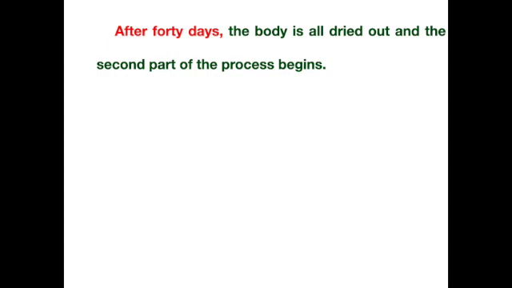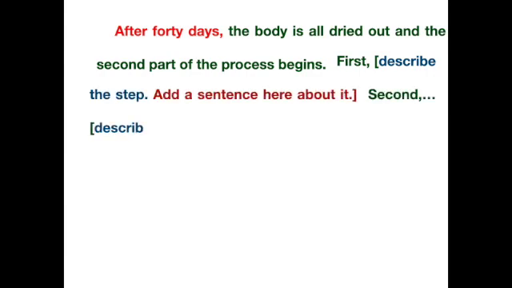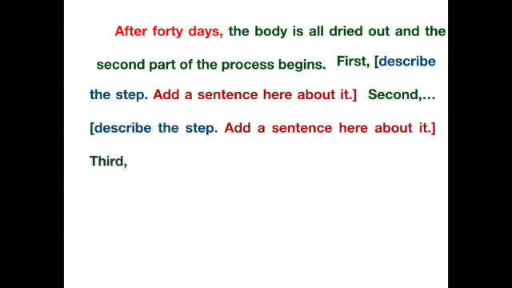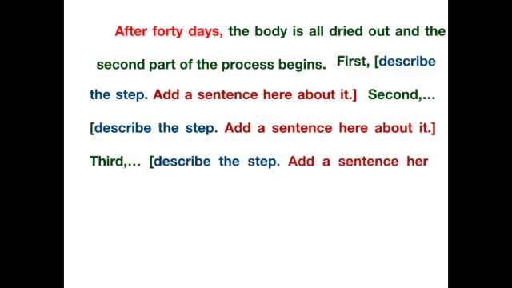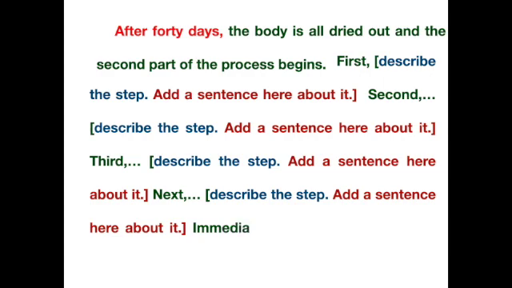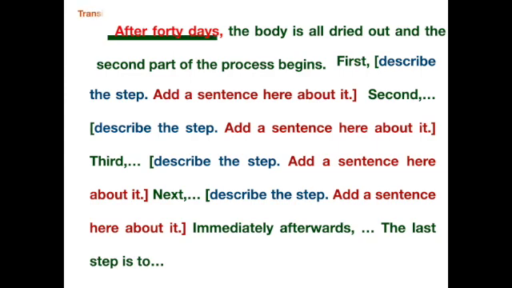I'm not going to write the next paragraph for you, but I'm going to give you some kind of sentence starters. So it could sound like this. First, and then you describe the step and add a sentence about it. Second, you describe the step and add a sentence about it. And then follow that same pattern all the way to the end. And you see these green words here? Those are kind of like my transition words. But this one here is also a transition word.